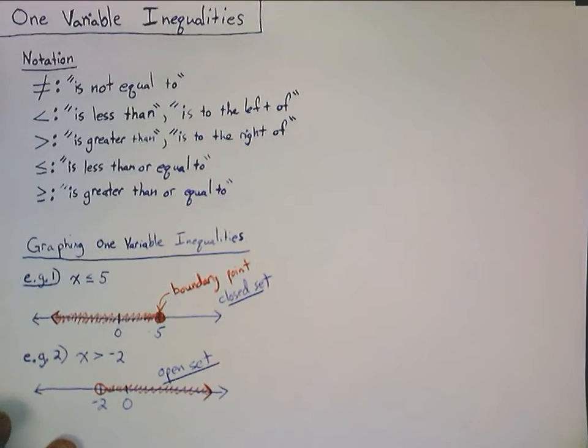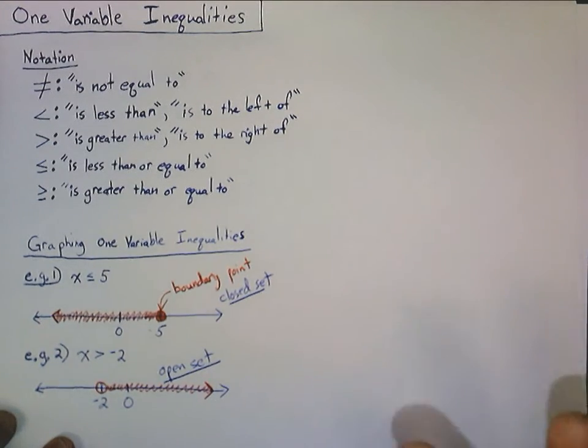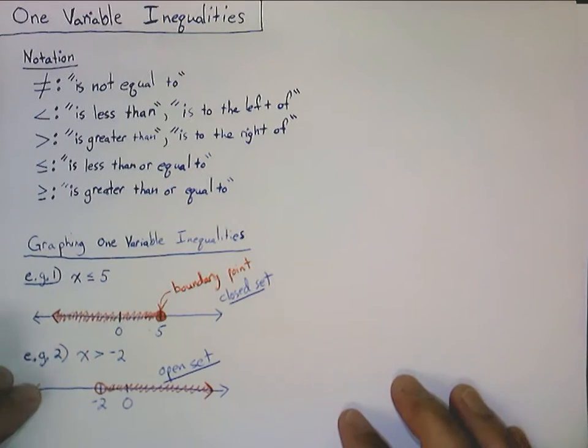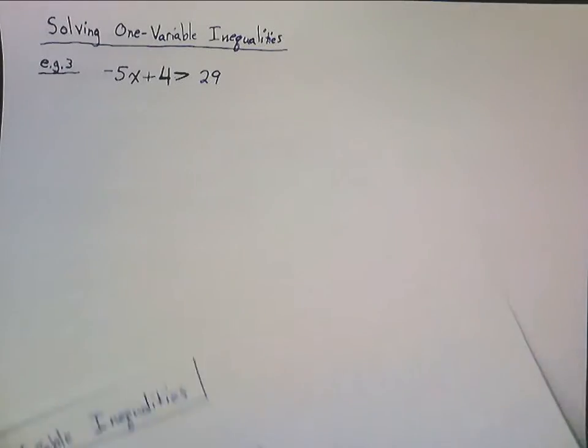Okay, so that's just the basics. Not too hard. I'm sure, hopefully you guys remember this from last year. And also, hopefully you remember how to solve one variable inequalities. It's going to be very much similar to solving equations, because of course solving just means to undo what's being done to a variable. So that's what we're going to do.